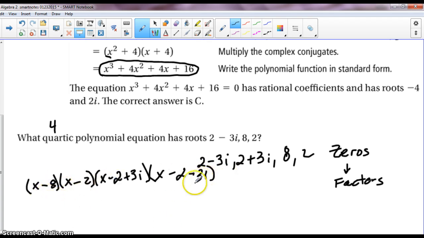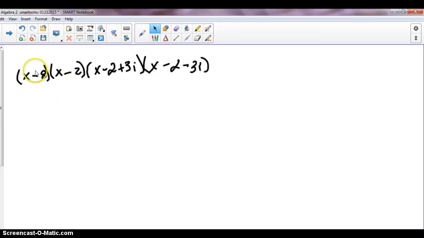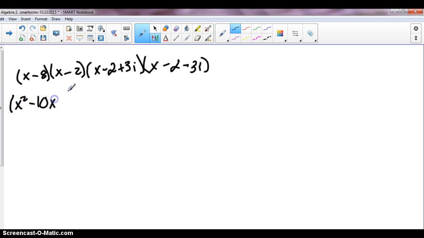Now we get the joyous task of multiplying these all together. So let's go ahead and multiply these two together. X minus 8 times x minus 2. Again, we have to start thinking a little bit faster. That's going to be x squared minus 10x plus 16 times these two being multiplied together. This is a little bit of a marathon right here, so you're going to have to be patient and just multiply x through all this, negative 2 through all this, and then 3i through all this.